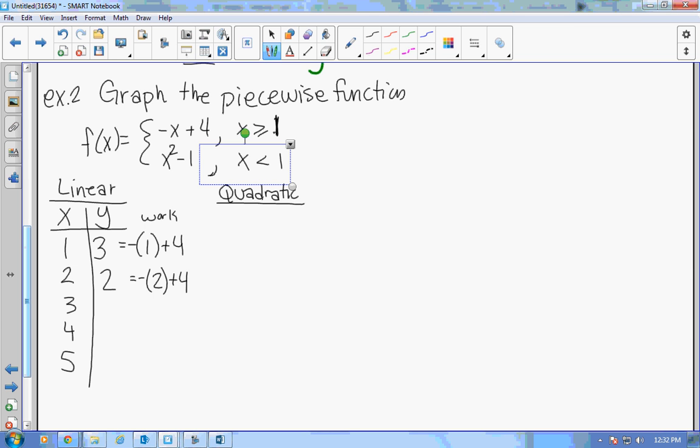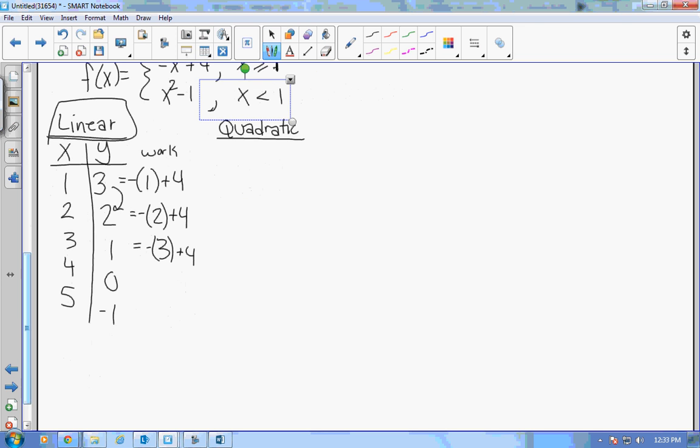Okay? Next one, negative 3 plus 4. Whenever I plug in, I like to put parentheses oftentimes. What do you have there? Yeah, 1. Do you guys see a pattern? 3, 2, 1. What should the next one be? 0, and then the next one should be? Not 1. Negative 1, because it's linear. Linear has a consistent pattern. The jumps in between should be exactly the same.